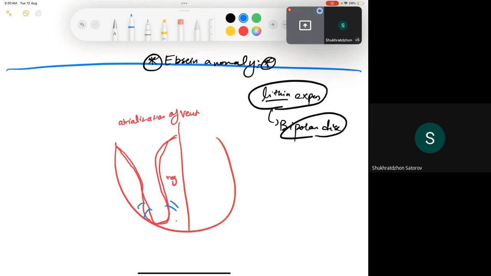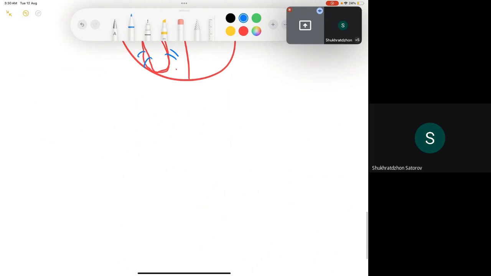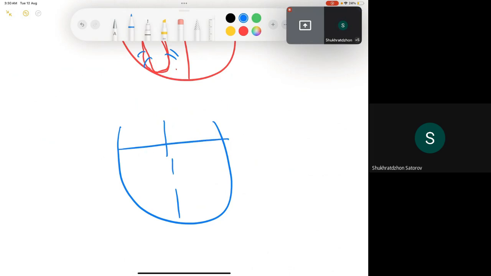Okay, perfect. So we have another pathology, that is VSD. We have discussed VSD in detail. You guys are going to tell me what VSD is. Ventricular septal defect.